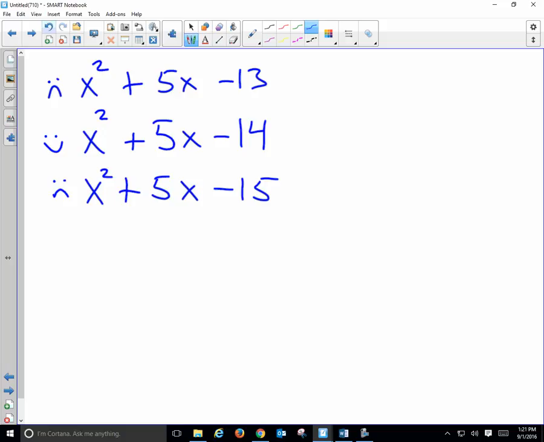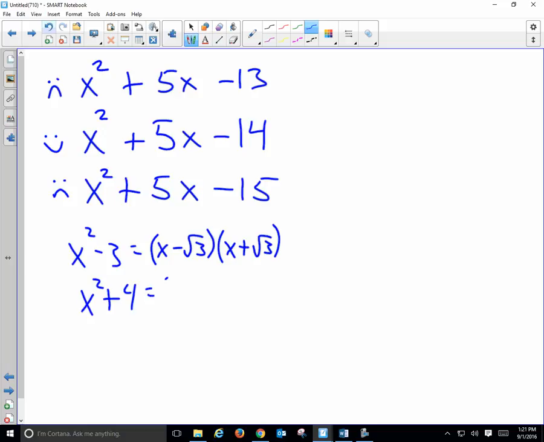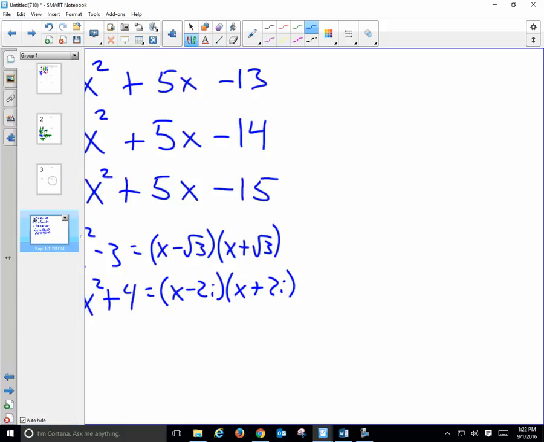Now, it might not factor to integers, but I gave you the example just yesterday where x squared minus 3 actually does factor to x minus the root of 3 times x plus the root of 3, right? And maybe you are smart enough to know that x squared plus 4 factors to x minus 2i and x plus 2i. So when we say things don't factor, technically every single polynomial does factor. Just maybe not to the integers that you would like. Fundamental theorem of algebra doesn't get much better than that.